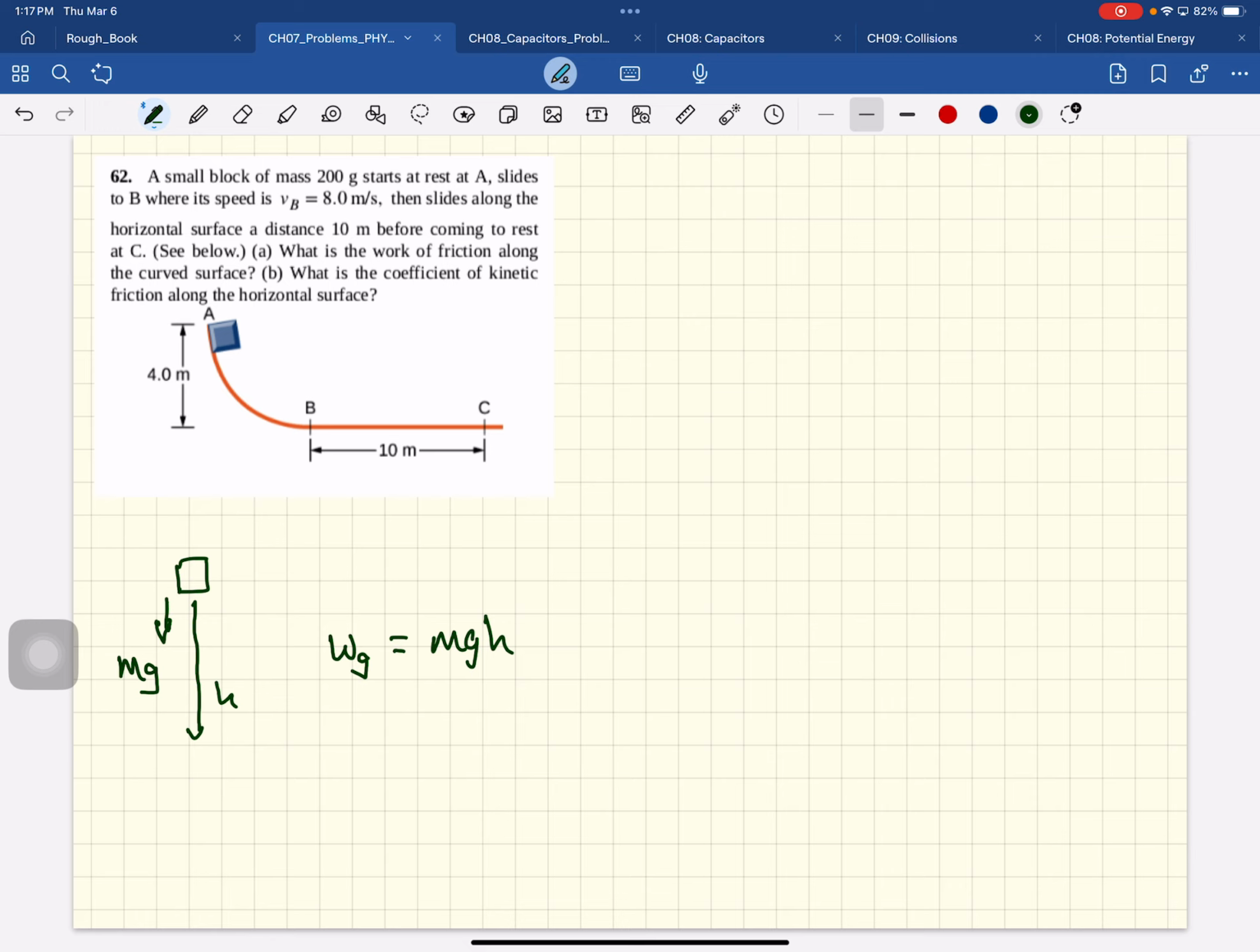Now, it turns out that even if you fall along a curved path, what is relevant is the vertical height you fell. So the work done by gravity when this goes from here to there is mgh, where h is that height. All right. So this fellow is sliding down. What are the forces acting on him? mg, the friction force, and the normal force.